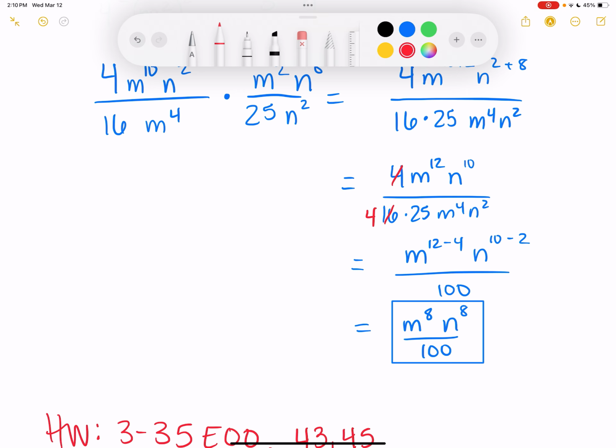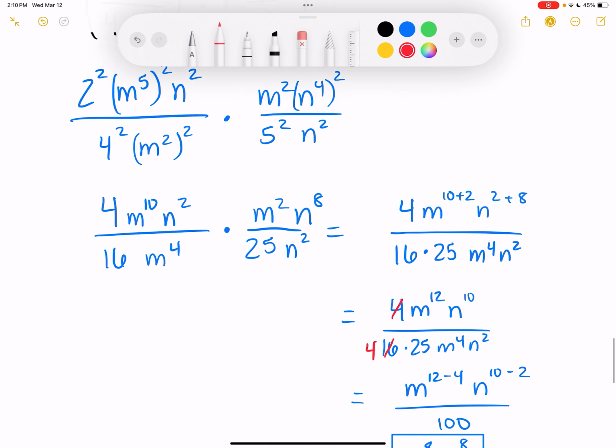What? Yeah! Oh, I did do it! Oh, so close.